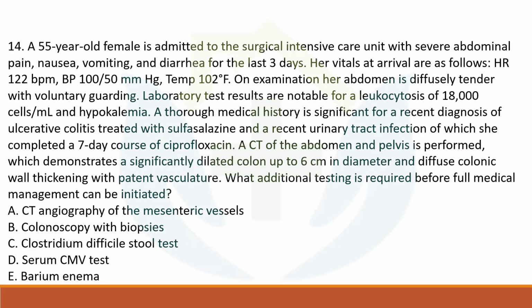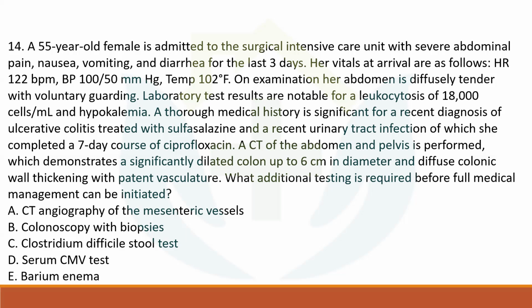Okay. Next, moving on. This is a 55-year-old female admitted to the surgical intensive care unit with severe abdominal pain, nausea, vomiting, diarrhea for the last 3 days. Heart rate 122, BP 100 by 50, temperature 102, abdomen is diffusely tender with voluntary guarding. Leukocytosis of 18,000 cells, hypokalemia. Medical history is significant for a recent diagnosis of ulcerative colitis treated with sulfasalazine and a recent UTI for which she completed a 7-day course of ciprofloxacin.